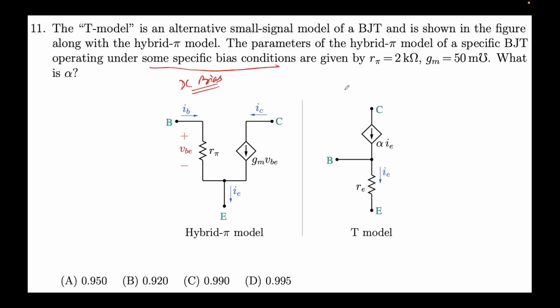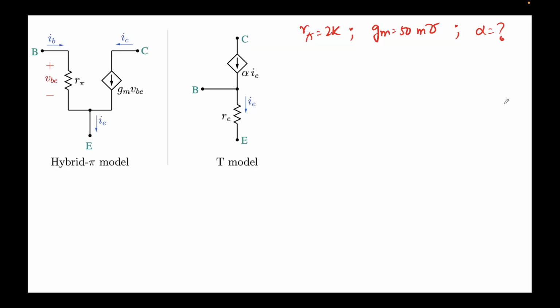Whatever the DC bias is, this is what we had obtained last time, if you remember, when RL was also 2K, so we had obtained RC equal to RL, 2K. That's not important, so let's drop this. Specific bias means we are talking about DC bias. The question asks, what is alpha? This is the diagram that is given to us.